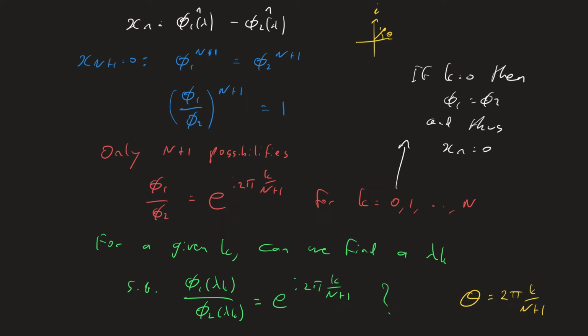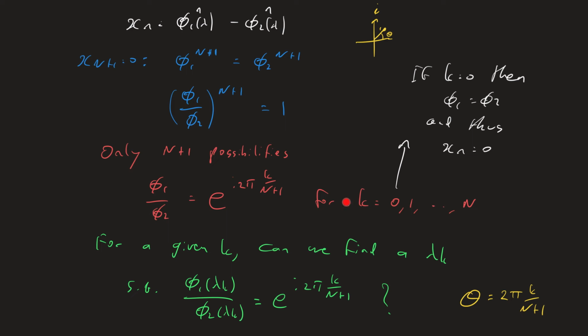Simply take this expression, raise it to the power of N plus 1, that will cancel the N plus 1 on the denominator, so we have e to the i 2 pi k, where k is an integer. That means we have gone a whole number of times round the circle, and hence this will always be equal to 1 if k takes on an integer value. Hence we have found all the possibilities for this equation here. Being N plus 1, we can have at most N plus 1 solutions.